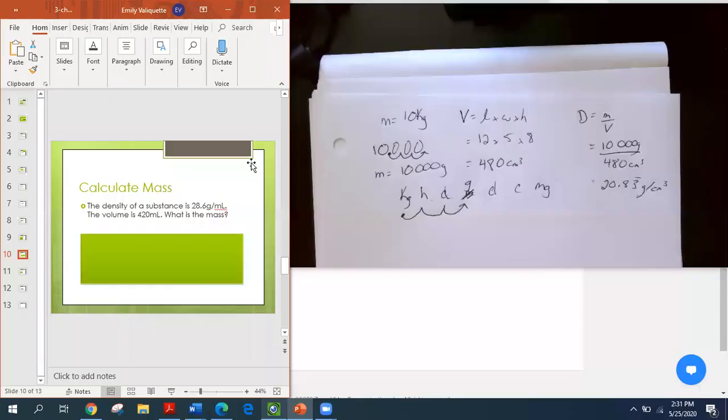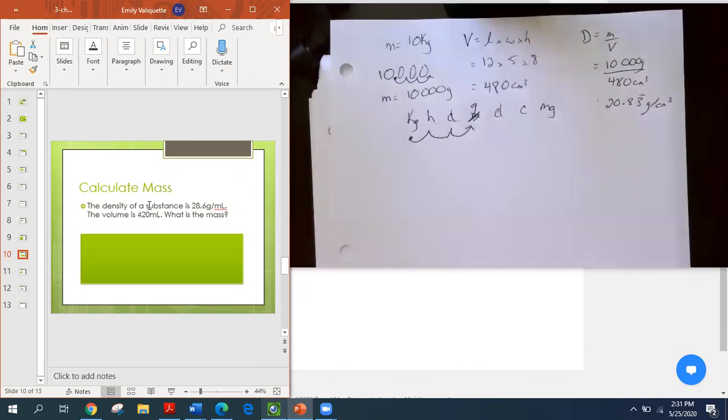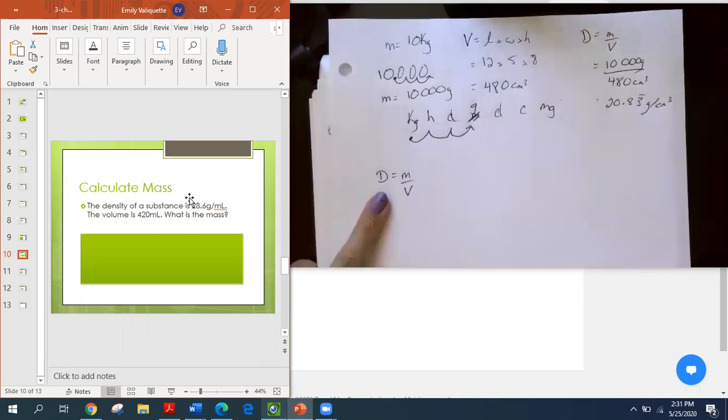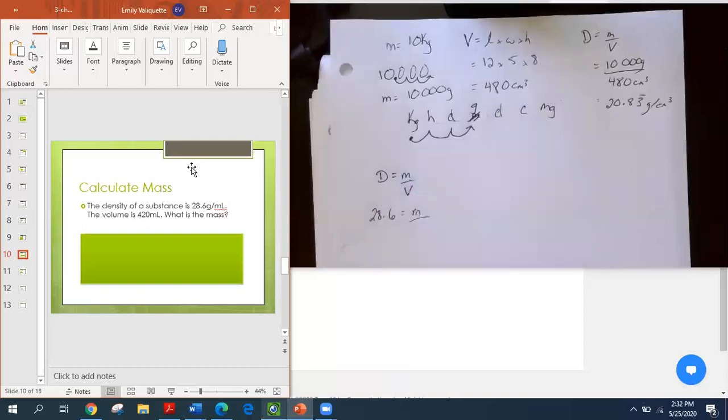Okay, the next question says that the density of a substance is 28.6 grams per milliliter. The volume is 420 milliliters. What is the mass? So this time, our volume is in the correct unit. It's in milliliters. So we just have to go right into our formula. We will plug in the density where the D is. So that is our 28.6. We'll plug in the volume of 420.